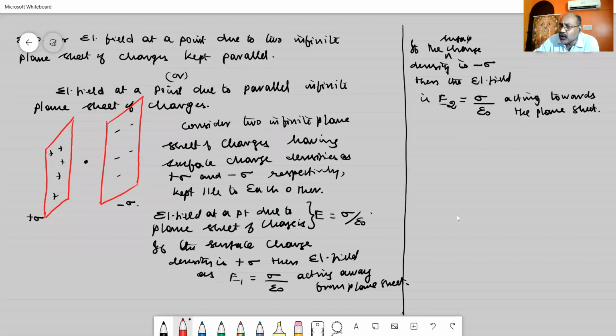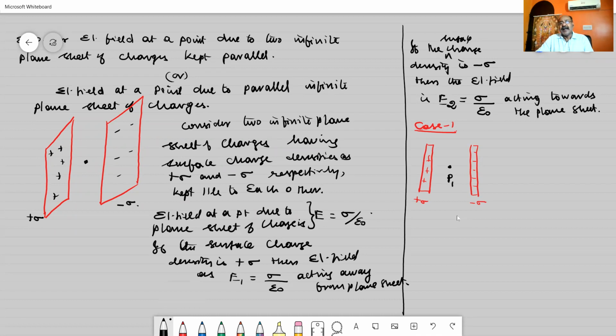Now I am considering two cases. Case 1: I am taking two parallel plane sheets, one having surface charge density plus sigma and the other having surface charge density minus sigma. I am taking a point in between the two plates, considering the point P1. Let P1 be a point in between the two plates. This point P1 will be experiencing two electrical fields. At this point P, you will be able to get electrical field due to the positive charge.